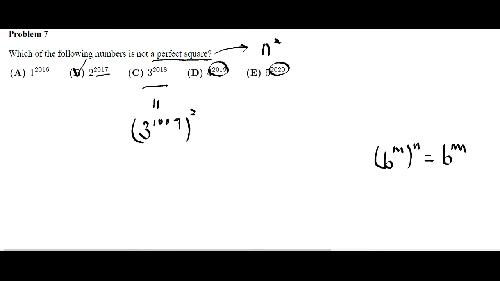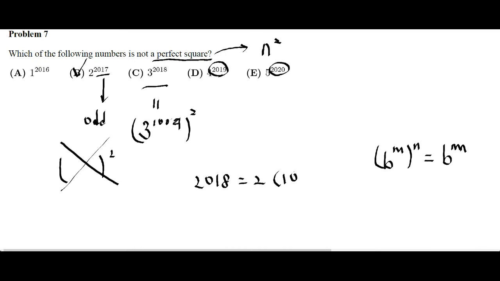Because this one is 2017. This is not an even number. This is an odd number. So you couldn't write it as something squared. It's impossible. How about C? Yes, I wrote it, but I didn't understand. 2018 is 2 times 1009. Is it correct? Yeah.